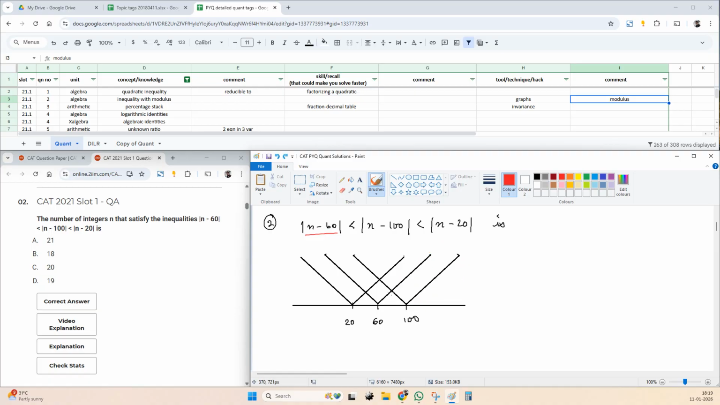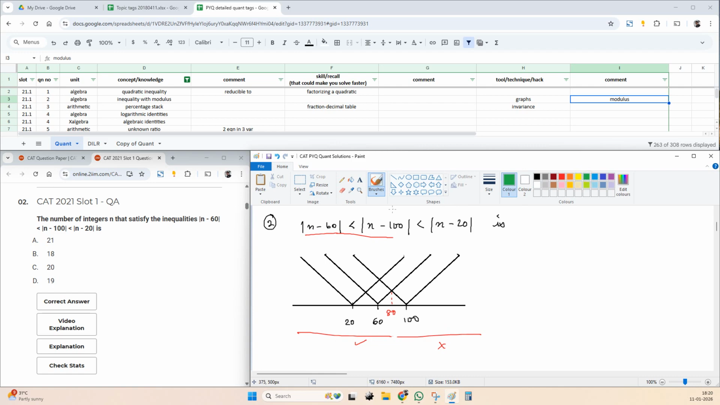And where is this? This is going to be 80. Beyond 80, the |n − 60| curve is above and the |n − 100| curve is below. We don't want that. And at 80 they're equal. So below 80 is where we have the favorable region.